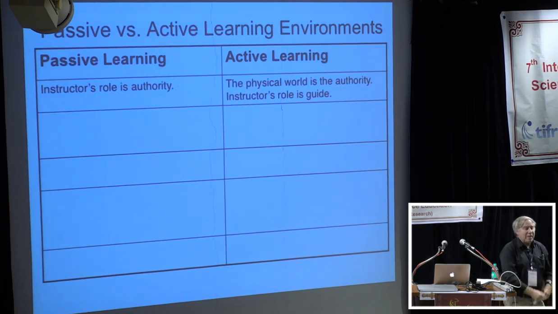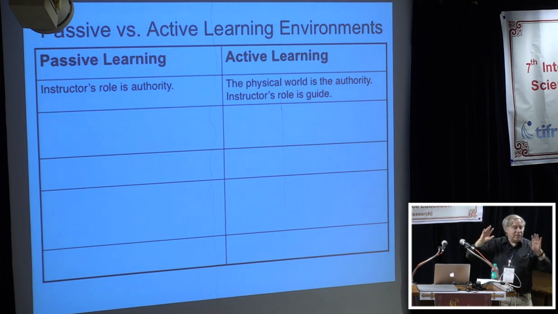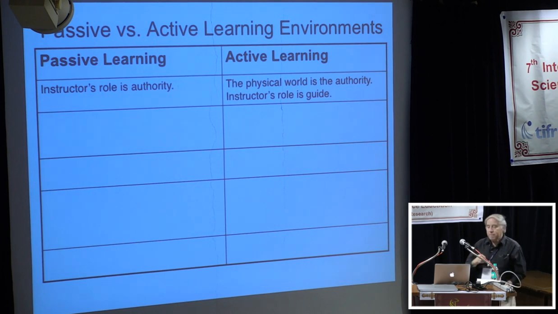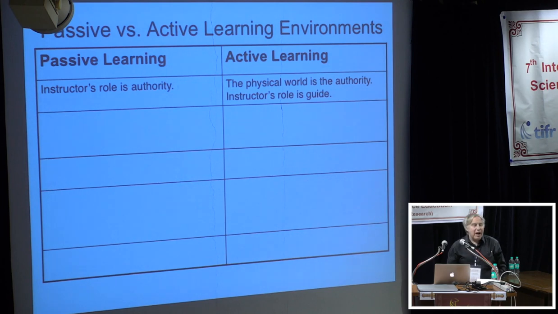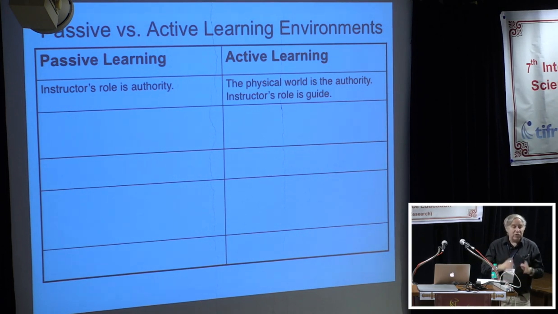So I'm going to talk about traditional or passive learning environments and active learning environments. And I want to, right up front, define what I mean by those in the context of what we've worked on. So here's a table. On the left-hand side are the characteristics of a passive learning environment or traditional learning environment. The right-hand side, active learning environment. In a passive learning environment, the instructor's role is as the authority. The instructor knows things that he or she is going to transmit to the students. And the flow of information is generally in only one direction, from the authority to the students. In an active learning environment, the physical world is the authority. The instructor's role is as a guide, to guide students to learn from their physical environment.